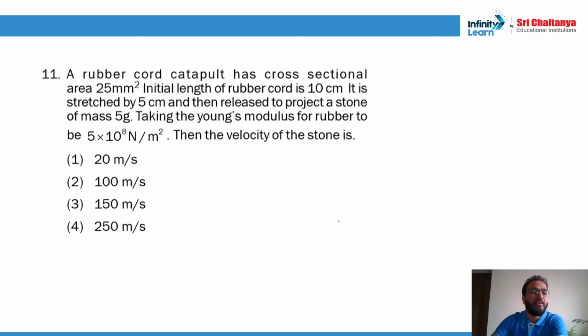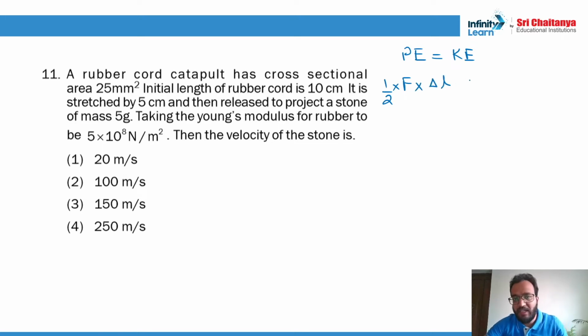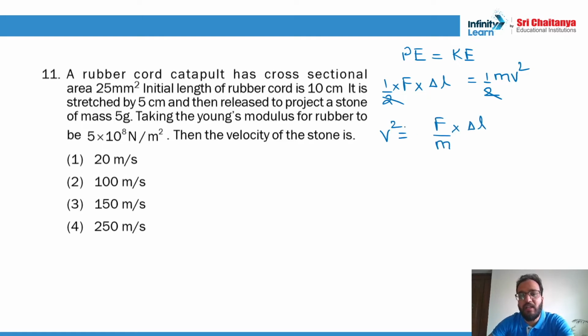Now this is a very interesting question, the velocity. See, whatever energy is stored in the rubber catapult will be delivered in the form of kinetic energy to the stone. So we will say that the potential energy stored must be equal to the kinetic energy given to the stone, right? Now what is the potential energy? Half into force into displacement is equal to half into m into v square. Simple, cancelled. So what is v? V square is F by m into delta L.